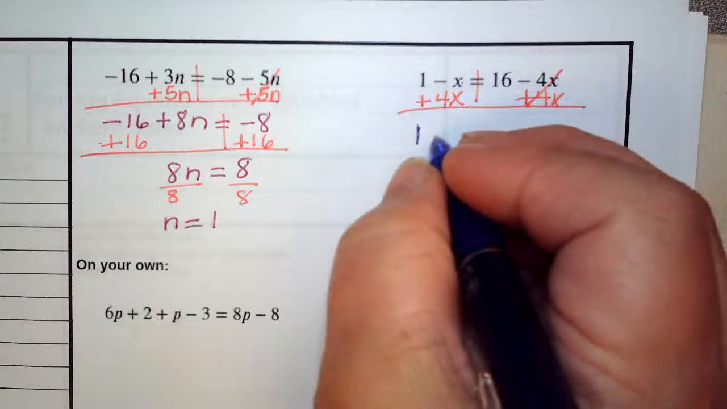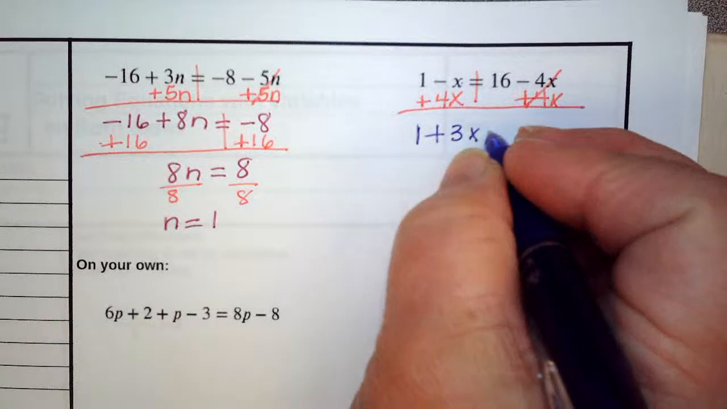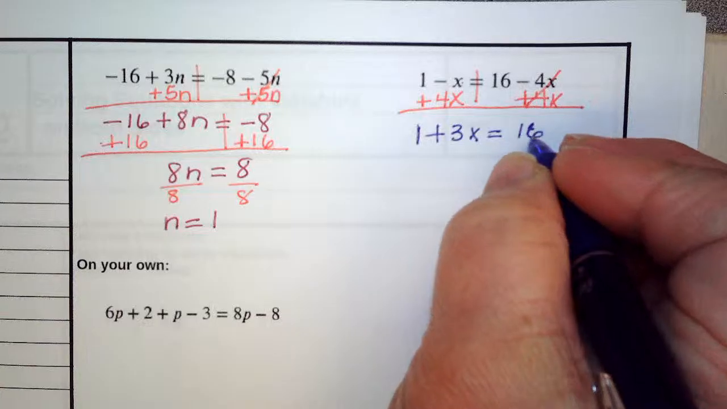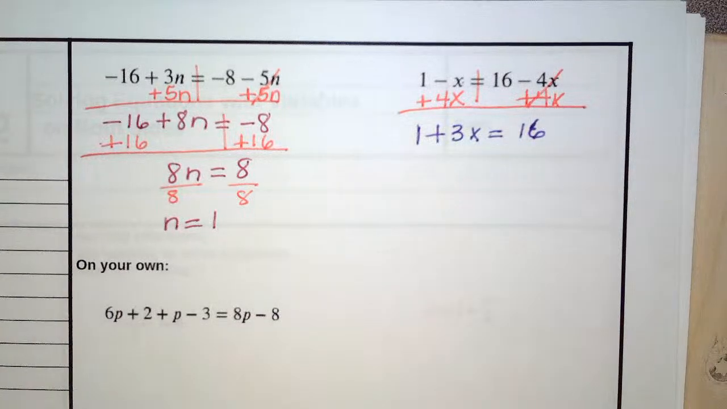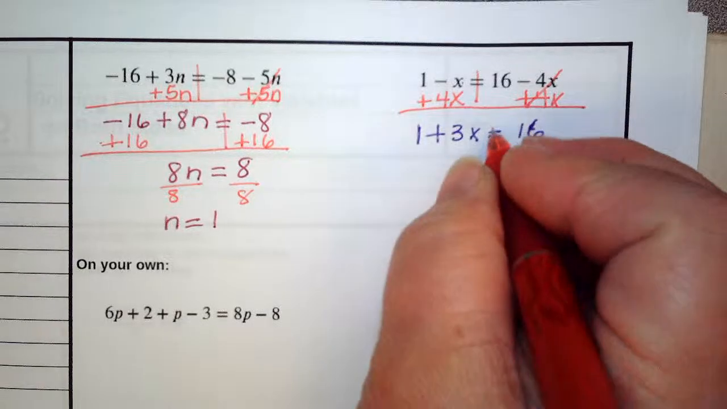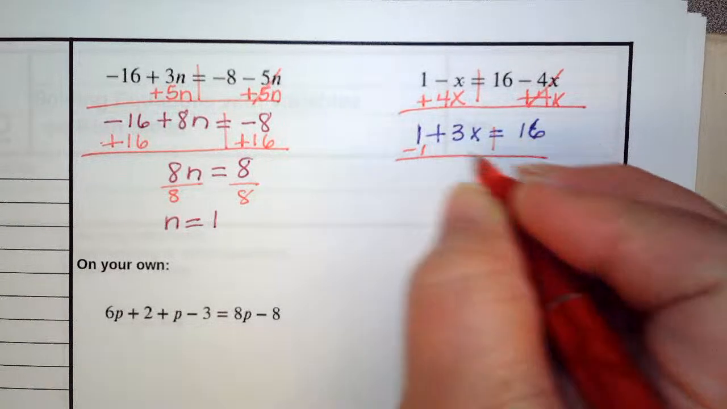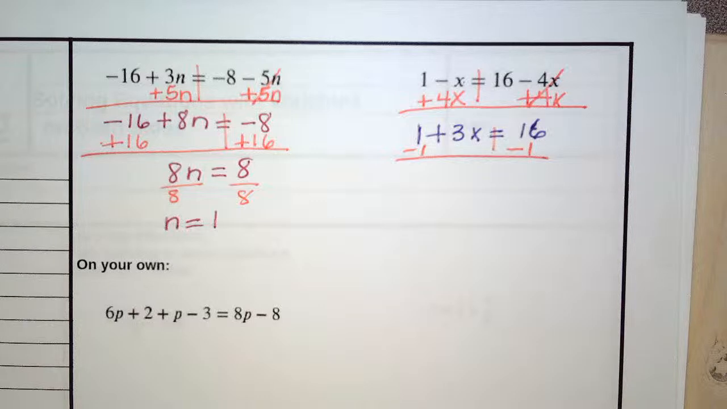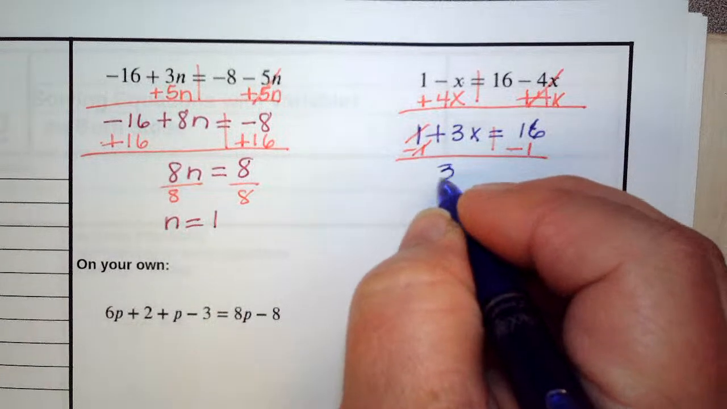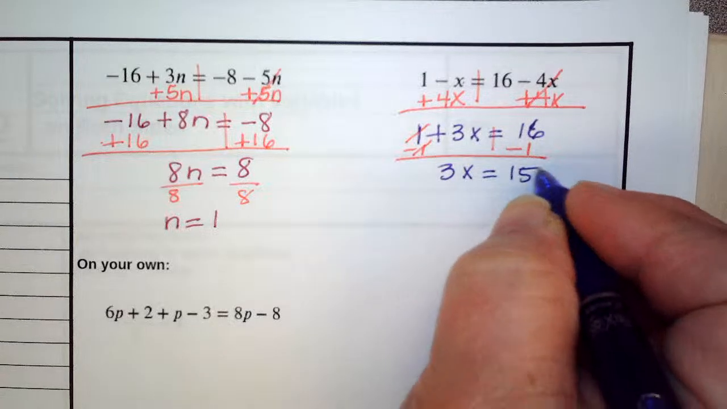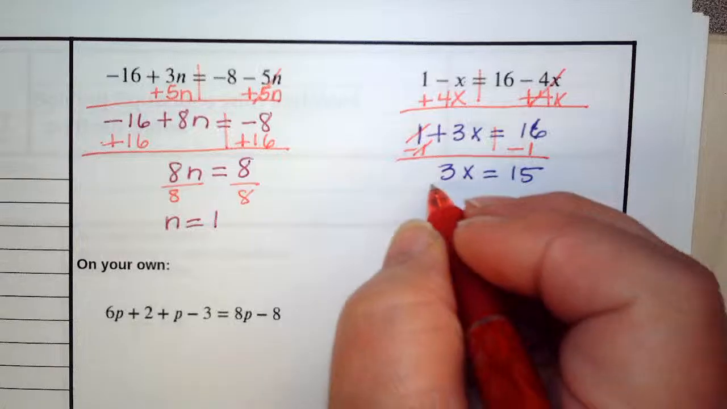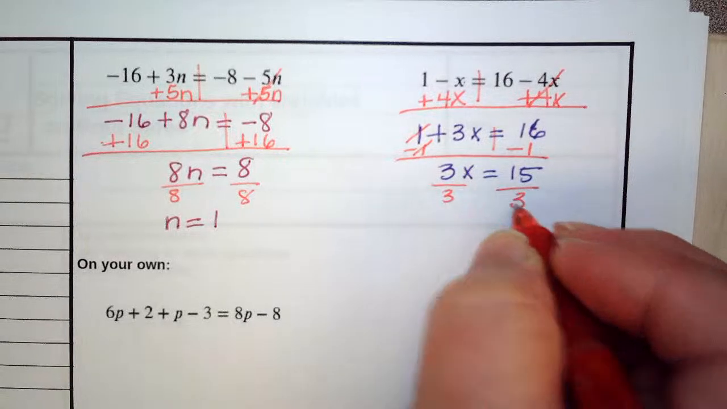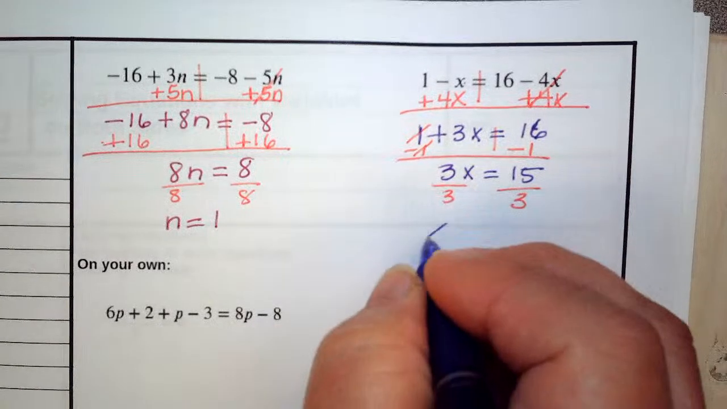Negative x plus 4x is positive 3x, is equal to 16. So 1 plus 3x is equal to 16. Move the 1 to the other side. 3x is equal to 15. Last step, divide by 3. And x is equal to 5.